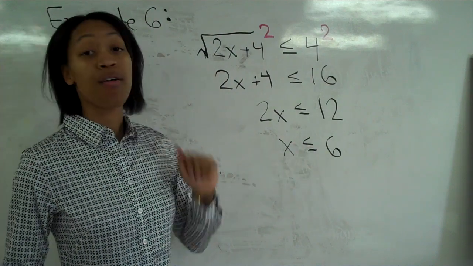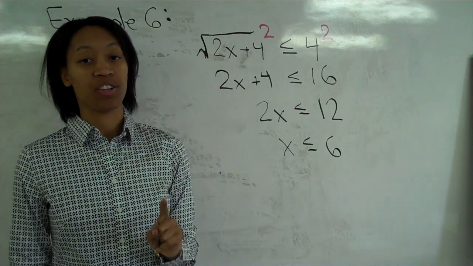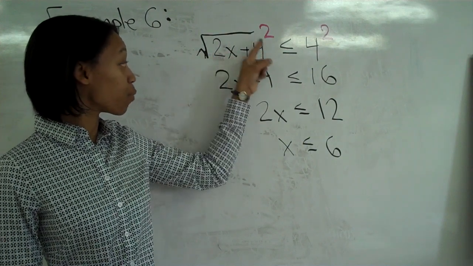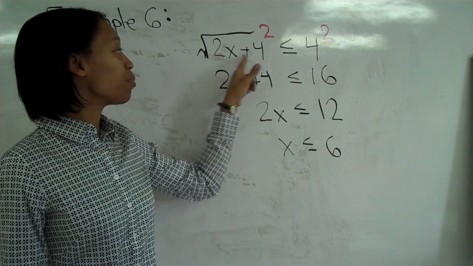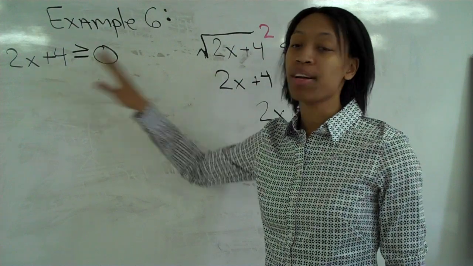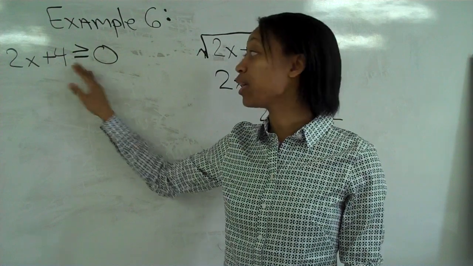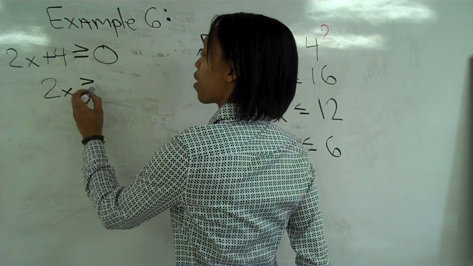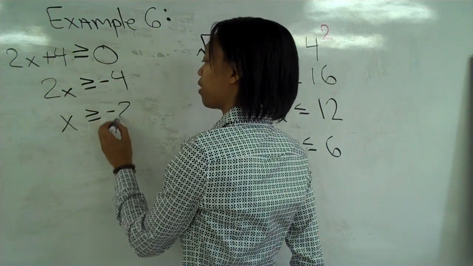Now, the next thing I need to worry about is my original equation. I cannot have any x values in here that would make the value under the square root negative. So what I'm going to do is say that 2x plus 4, the part under the radical, needs to be greater than or equal to 0. Now we can solve like normal. We'll have 2x is greater than or equal to -4, and x is greater than or equal to -2.